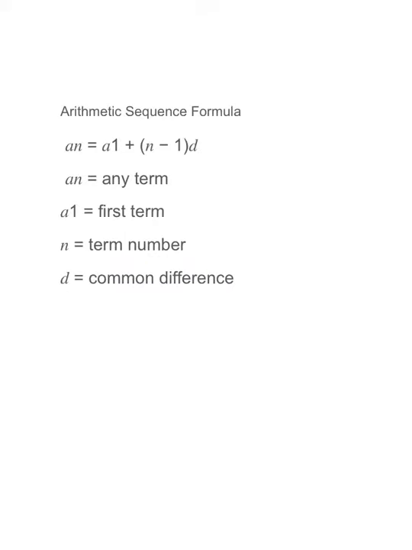Okay, so here are some important things that you're going to want to jot down. We have the arithmetic sequence formula right here. We're going to use this to develop a generic formula for each pattern. And so each of these are important to know what they stand for. A sub n stands for any term. Our a sub 1 we're going to use a lot today. It stands for the first term of the sequence. Our n is the term number, and d, of course, is our common difference.